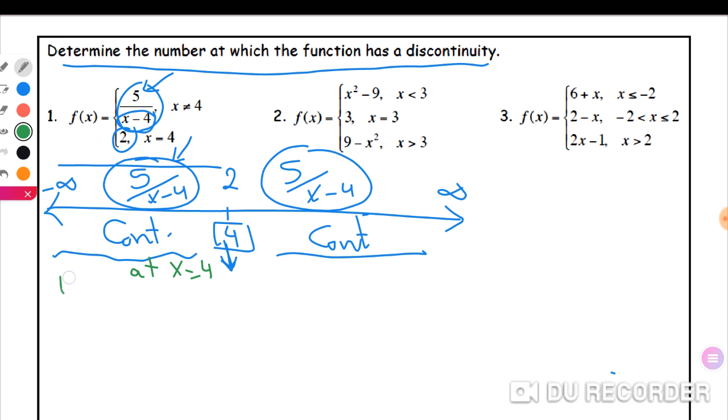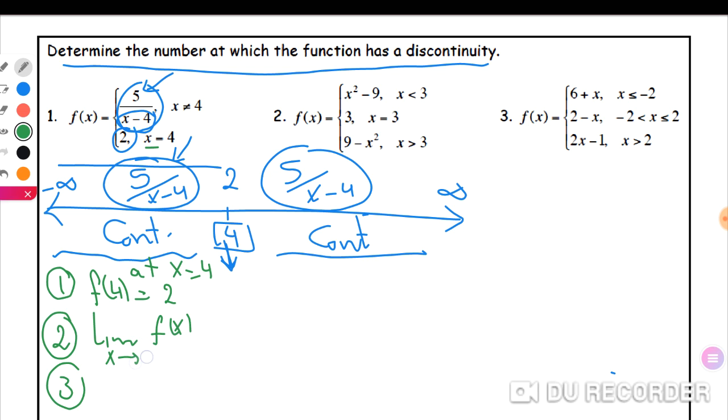How many steps do I have to follow? 3 steps. Maybe I will not continue if one of them is not satisfied. The first one, I have to find f of 4, the value of the function at x equal to 4, so the function equals 2. Here, find the limit of f of x when x approaches 4 from the left, sorry, I'm so sorry, 4, from the left.